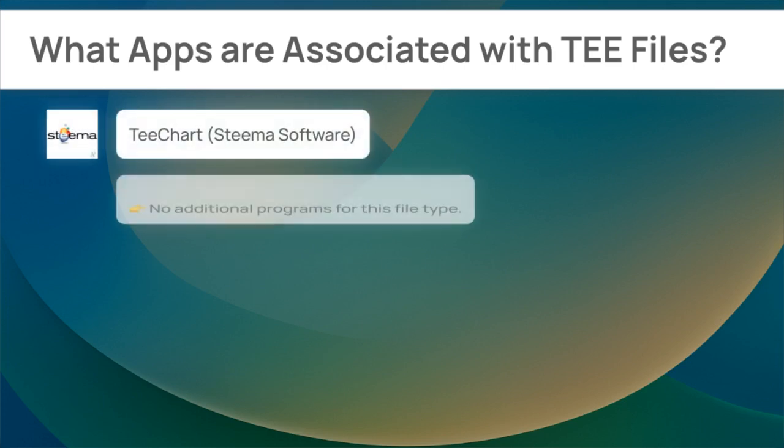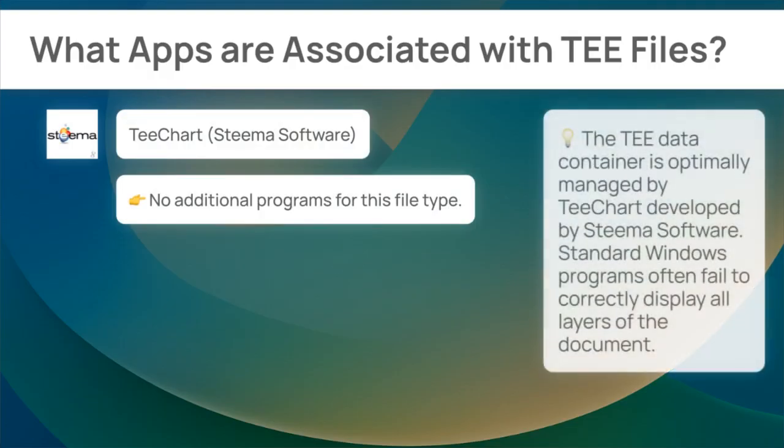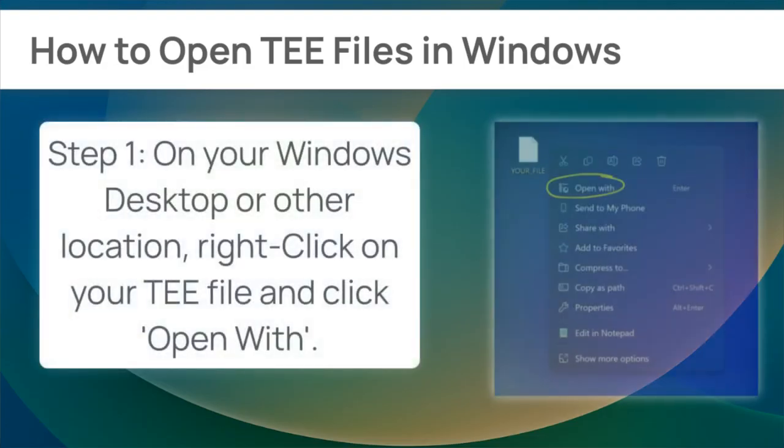Essential file access for TEE relies upon the utility TeeChart from Steema Software. Standard Windows programs often fail to correctly display all layers of the document. Windows offers no interpretation of complex data schemas, so the right application is essential. We need to identify a functional opener.